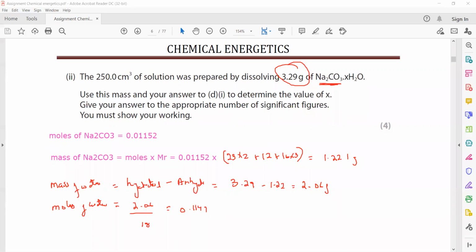Then the ratio, because we need the value of x. X is a mole ratio. So what is the simplest ratio? The moles of the sodium carbonate were 0.01152, and the moles of the water which were used here 0.1149. So when we take a simplest ratio, we divide by the smallest value.